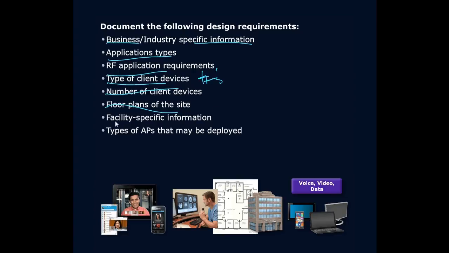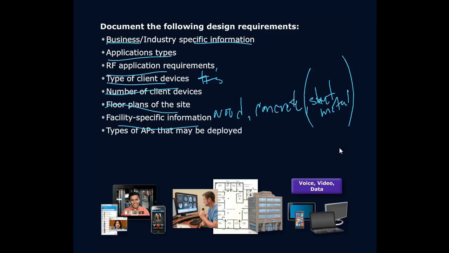I also need facility specific information. What materials are we using? Is it wood? Is it concrete? Is it sheet metal? All of these materials have vastly different absorption values. Some of these materials can actually scatter signals or reflect them. We have to be very careful with how the facility is made, but also with things that may be in the facility as obstacles.